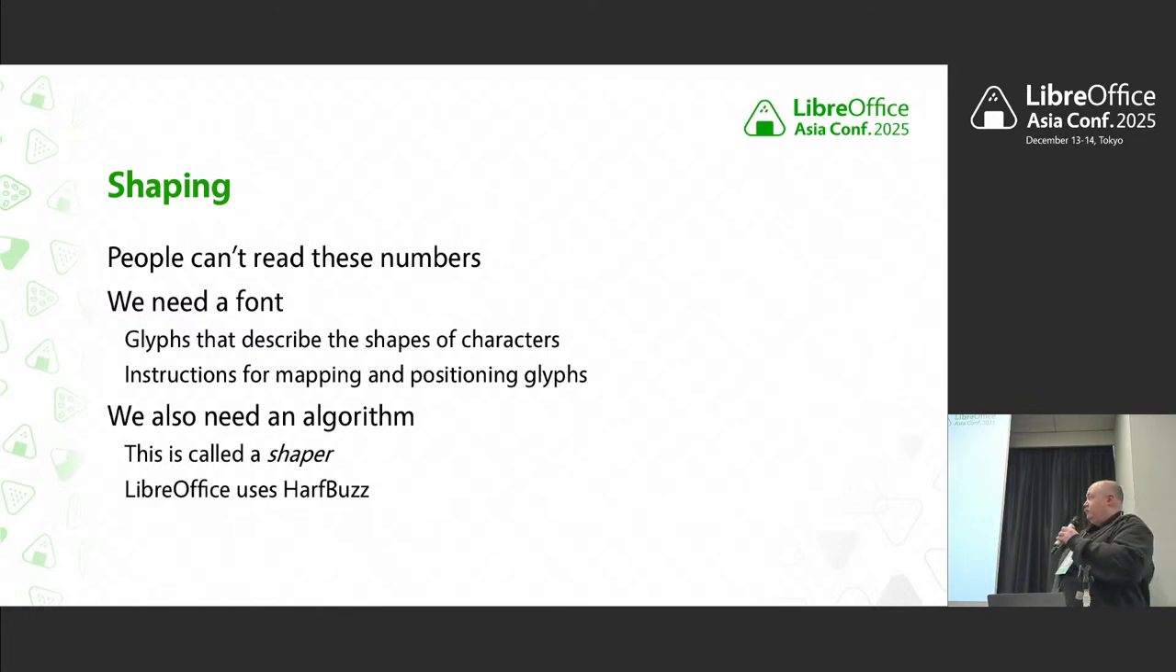Now, people can't read those numbers, so we need to convert them into shapes that humans can understand. In order to do that, we need two components. One is a font that contains the actual shapes of the characters we want on the screen, and the other is an algorithm called a shaper. Shapers are very, very complicated. It's much too big of a topic to cover here in any depth. LibreOffice uses the industry standard open source shaper, Harfbuzz. The output of this process is a series of glyph IDs from the font, along with the position that the character should appear on the screen.